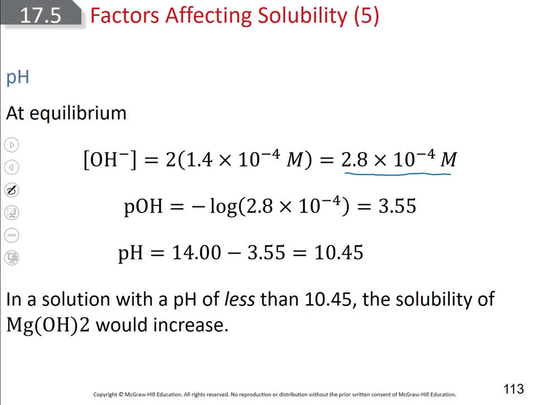Take the negative log of that. That gives us a pOH value, subtracted from 14. That tells us the pH of this solution is 10.45. So if I take magnesium hydroxide and I dissolve it in pure water until it is at its maximum solubility, or a saturated solution, that solution would have a pH of 10.45.